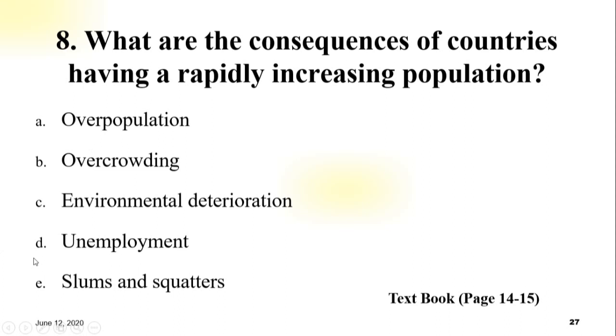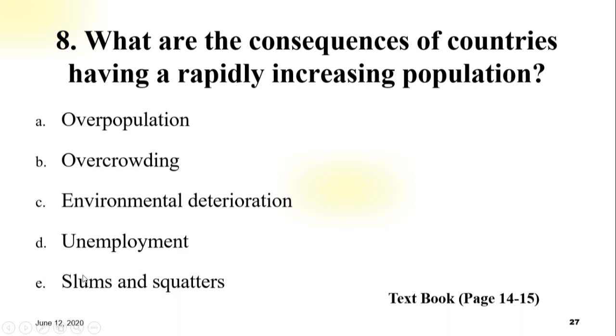And the last one, slums and squatters. A slum is an overcrowded urban street or district inhabited by very poor people. And a squatter is a large-scale sheep or cattle farmer.